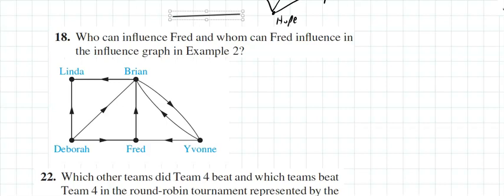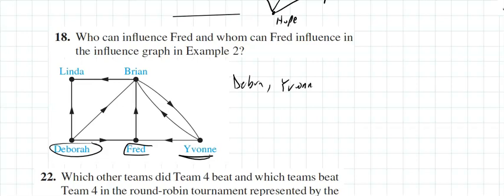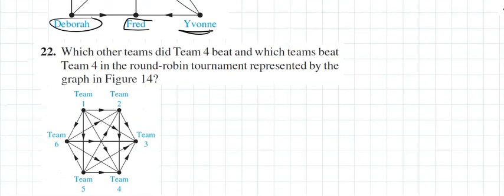How about here? 18. If I was to ask, who can influence Fred? Where's Fred? Fred right there. Fred can be influenced by Deborah and Yvonne. And who can Fred influence? Fred can only influence Brian. That's it. Okay, good. So, you know, they're very useful.